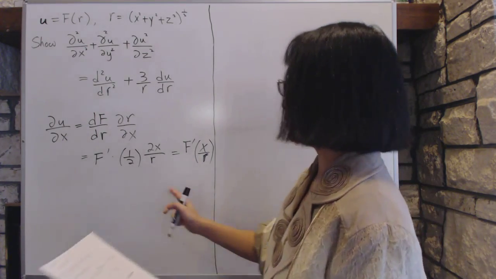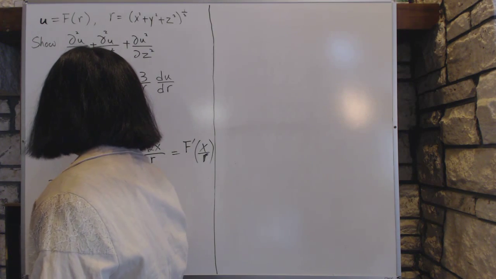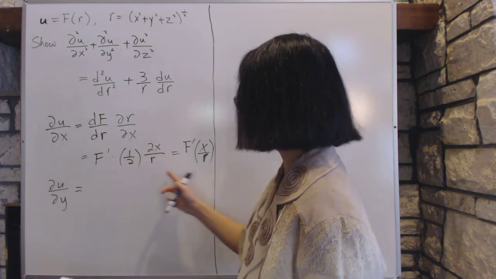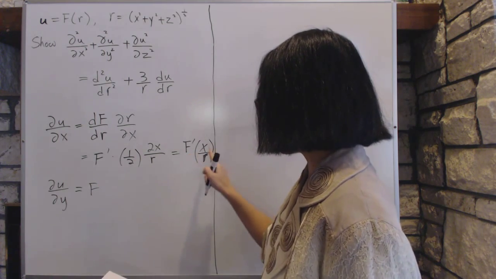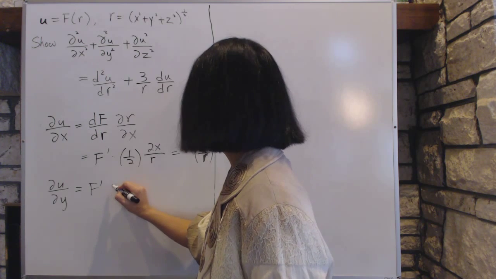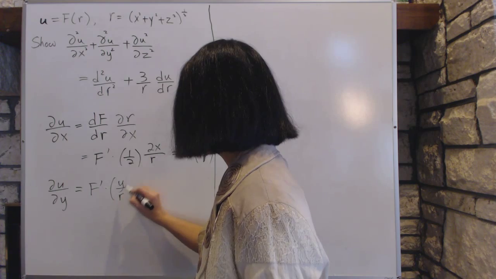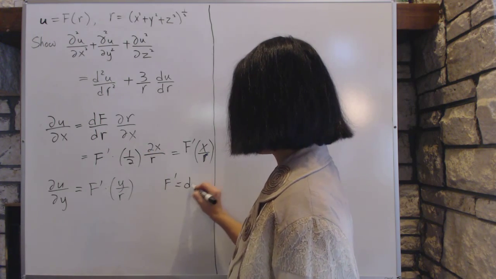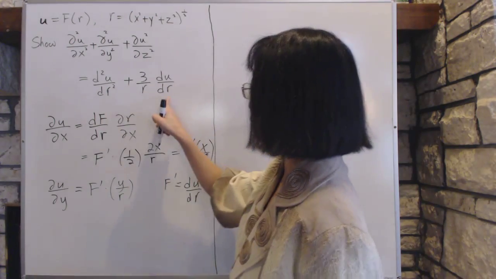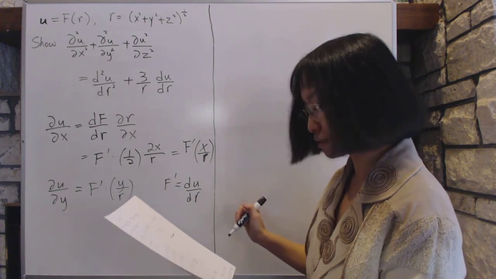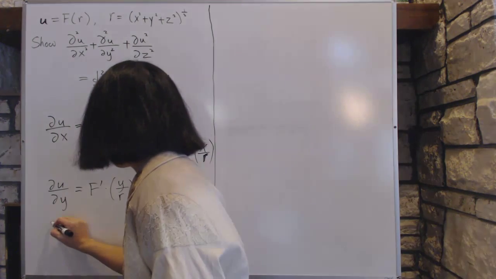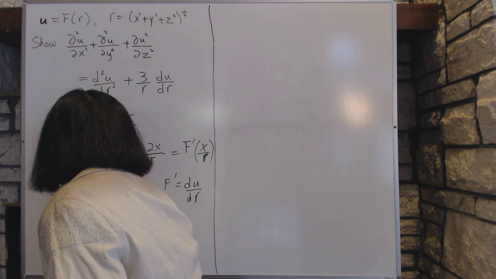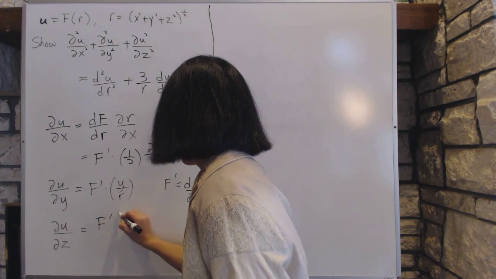And then the next thing will come much easier. Now, what is partial u partial y? When you do y instead of x, being that everything is completely symmetrical, everything will come out exactly the same. So it will just end up being the same thing as here, except the x is now y. So it equals f prime times y over r. And here, remember, what is f prime? F prime is the derivative of f with respect to r, and f prime is the same as du by dr. And du by dr is what we are trying to arrive at at some point. But for now, we'll just write it this way. And then the third one, partial u partial z, same thing, is going to be f prime z over r.